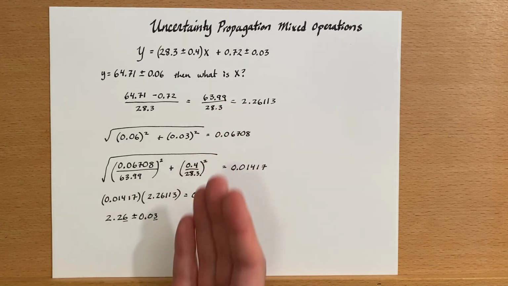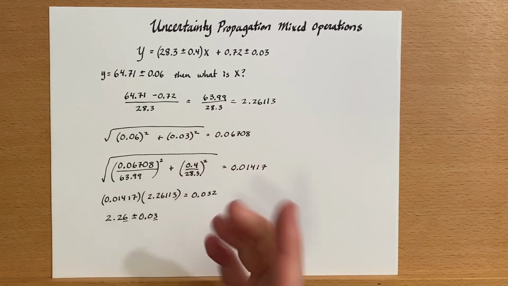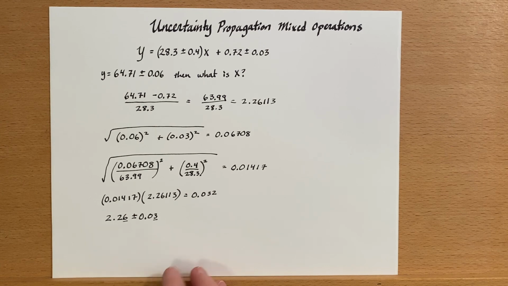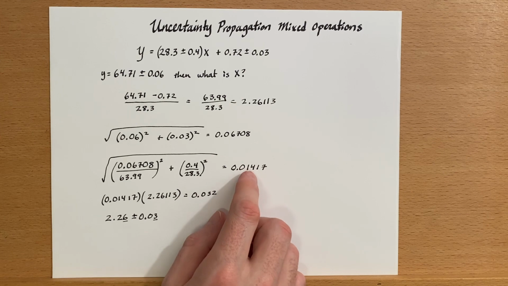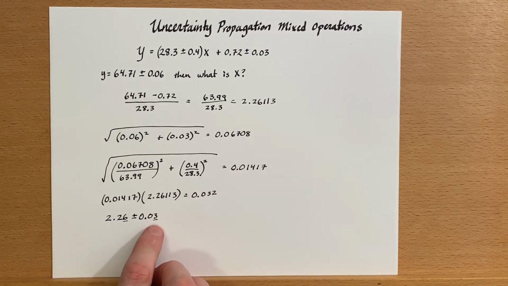So this is how to propagate error in mixed operations. You just do them step by step and then combine in the end however you need. And remember, you may need to convert from relative uncertainty to absolute uncertainty before we report the measurement.